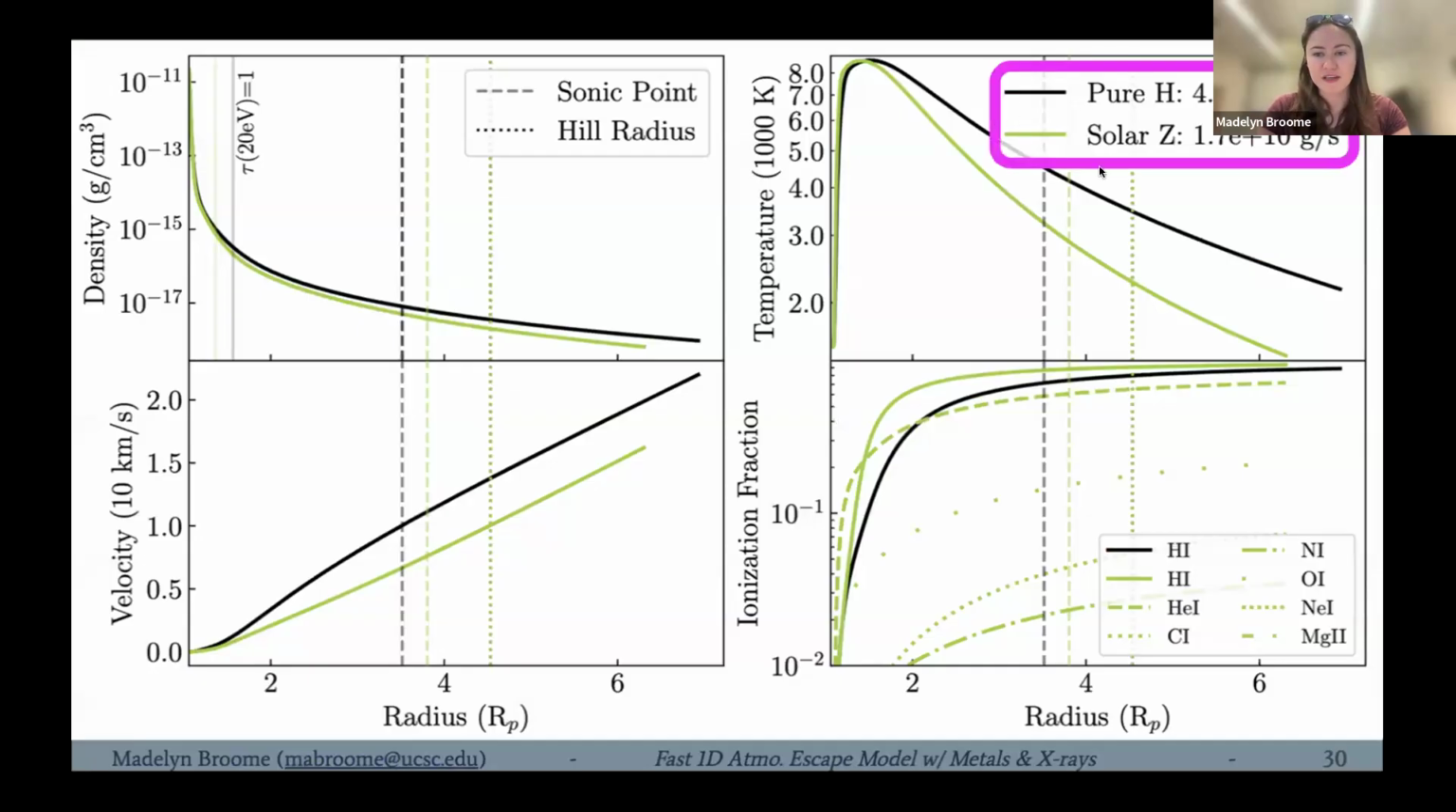And notably, I'll highlight here, the mass loss rates are quite different for these. When we include metals, we get a lower mass loss rate. So indeed, we have these larger ionization cross-sections absorbing more of this energy, potentially that could heat us more and drive a faster outflow, but ultimately metals weigh more. And so that is going to cause us to have a lower mass loss rate.